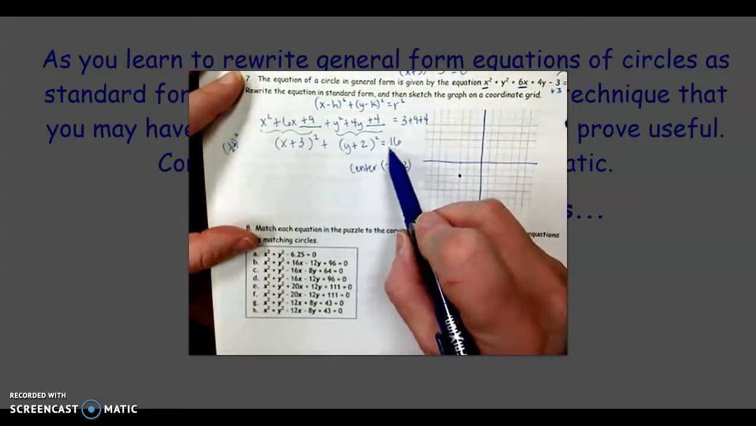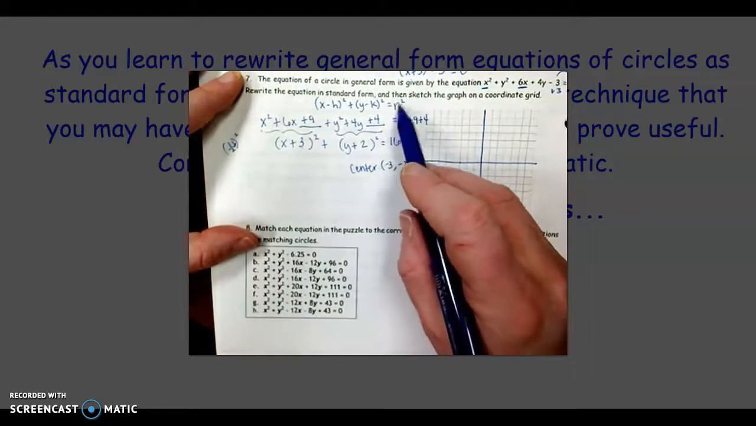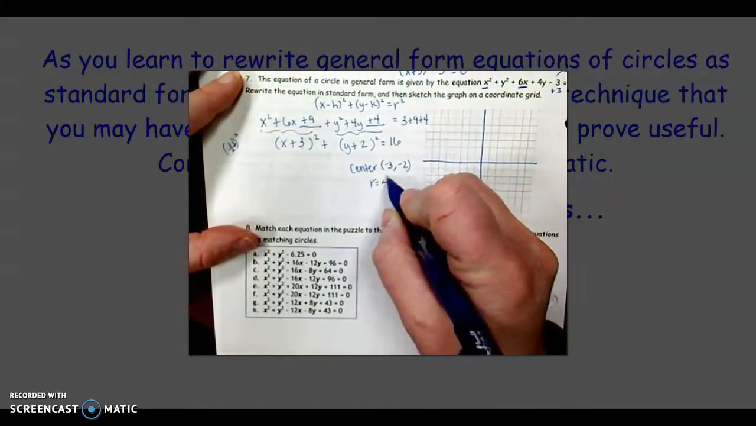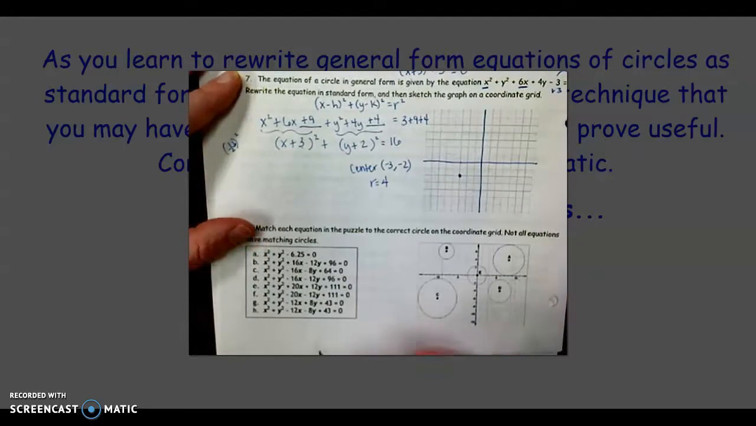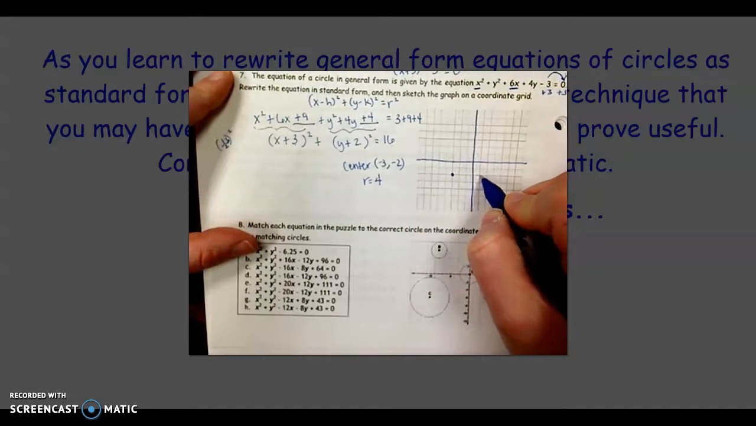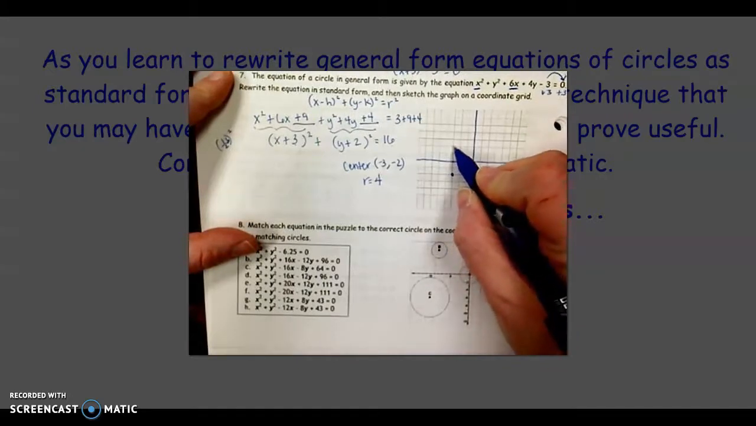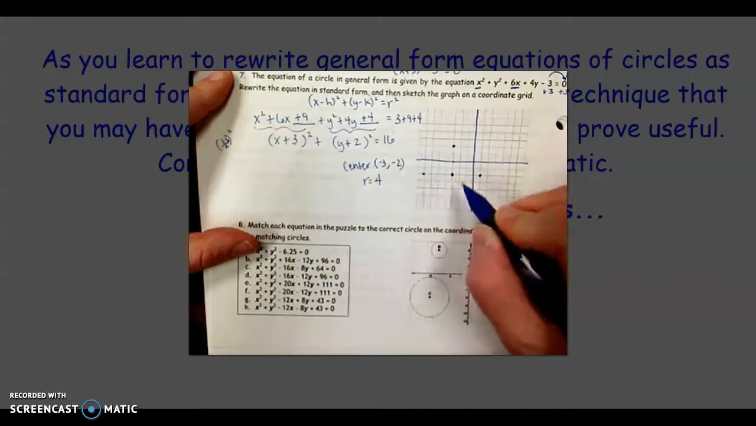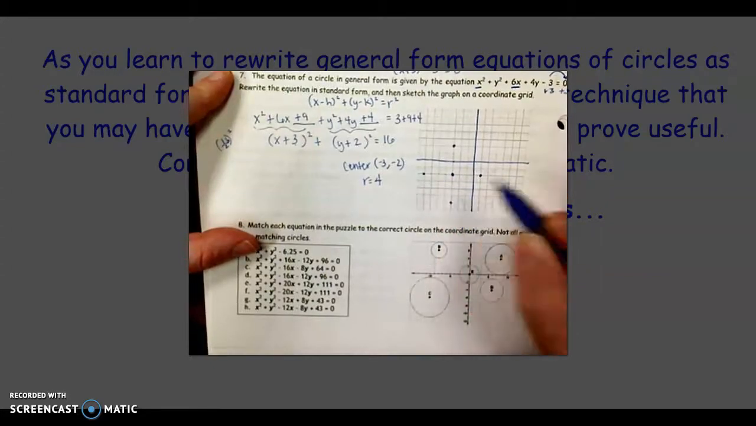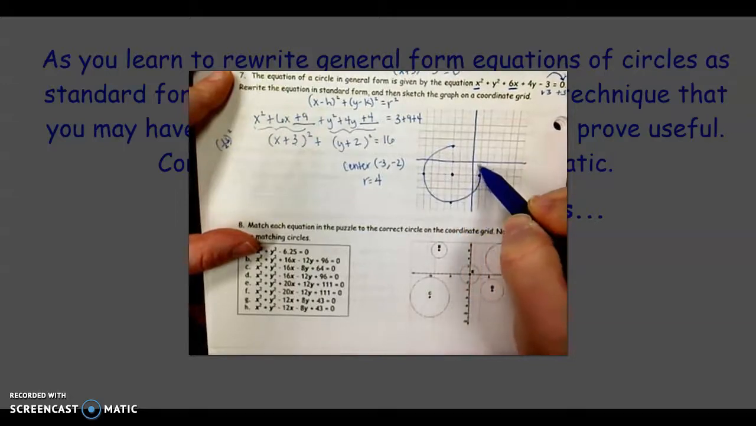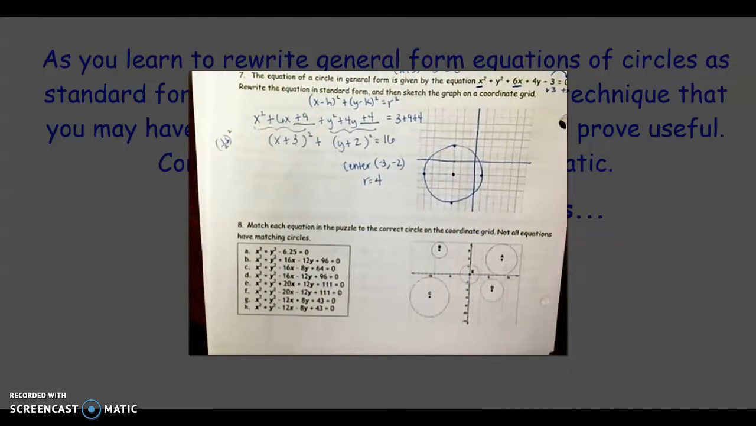Now remember, this 16 is not my radius, it's the radius squared. So my radius is the square root of 16, which is 4. And that allows me to plot 4 good points. 4 to the right, 4 up, 4 left, 1, 2, I can't count, and 4 down. And then you can either use your compass to draw a really good circle, or you can just kind of sketch one through those 4 points, would be fine as well.